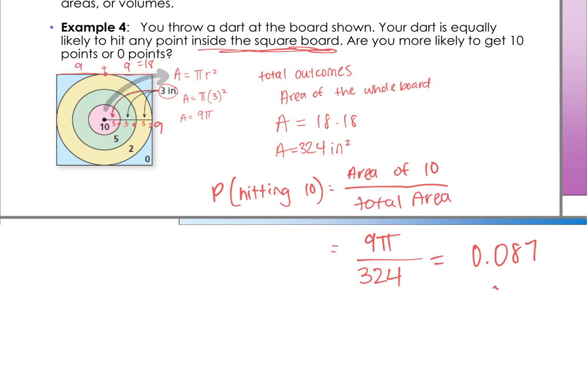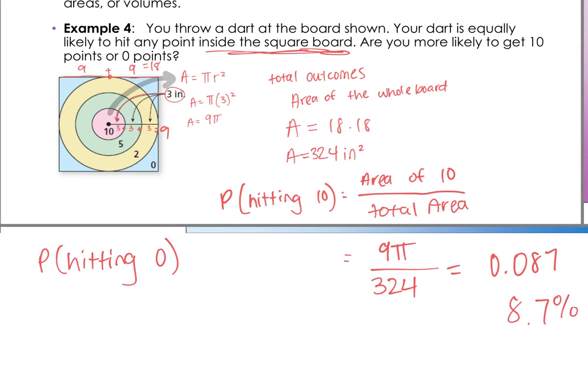Which converts to 8.7%. So the probability that we hit a 10, which is the best score, aiming for the center of the square, would be 8.7%. But we have to compare that to the likelihood of hitting a 0. So the probability of hitting a 0.